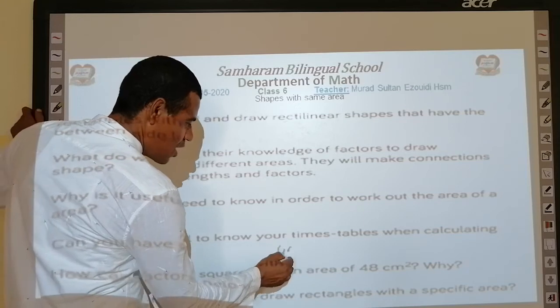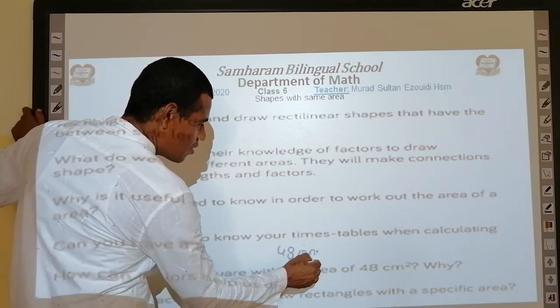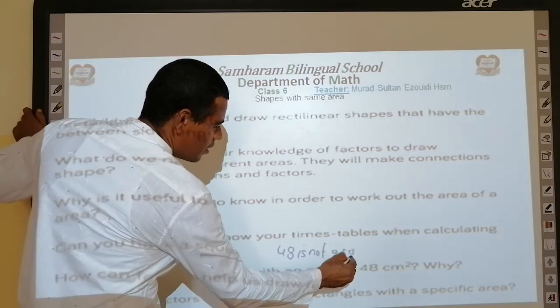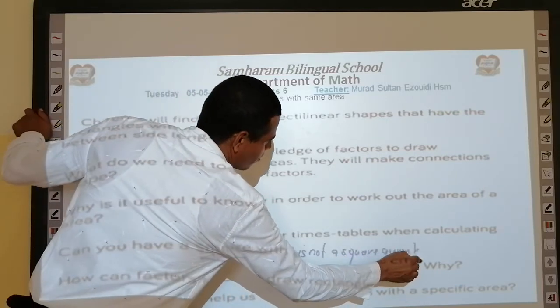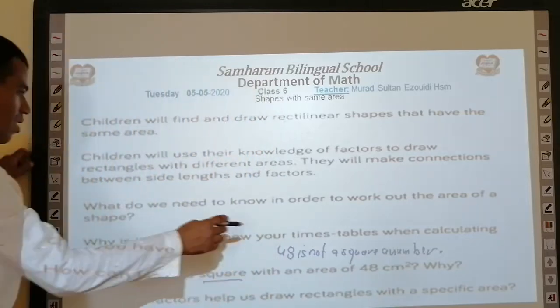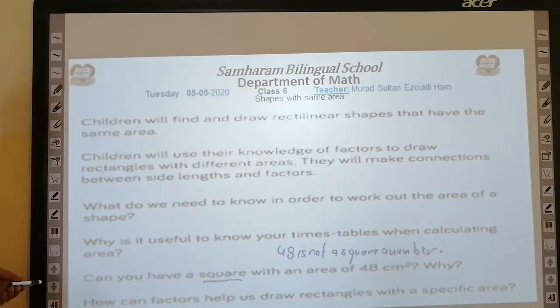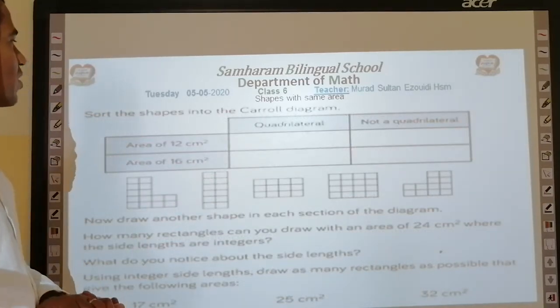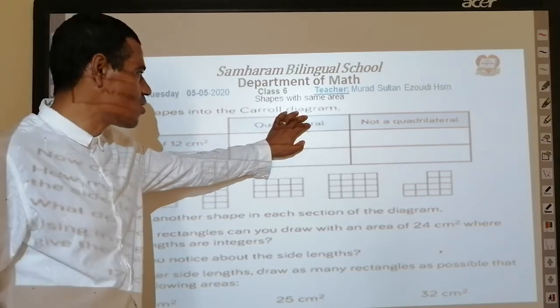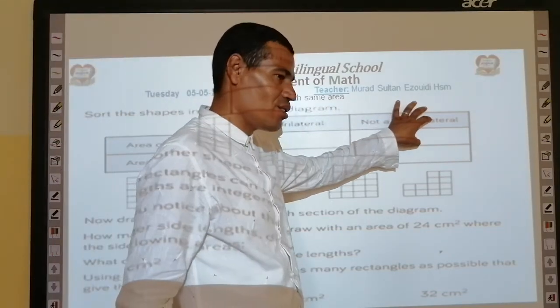No, because 48 is not a square number. That's why we cannot draw a square with an area of 48. A rectangle it can be. Okay? For example, here, sort the shapes into the correct diagram. Here, quadrilateral, not a quadrilateral.